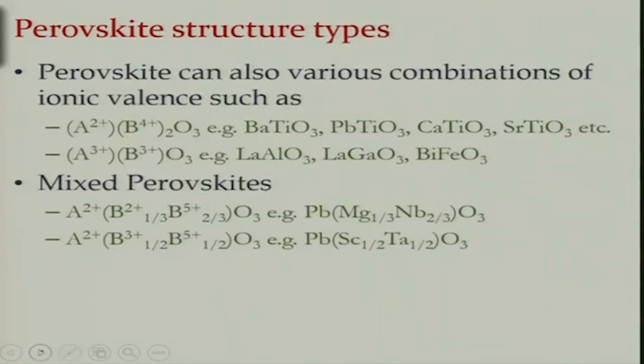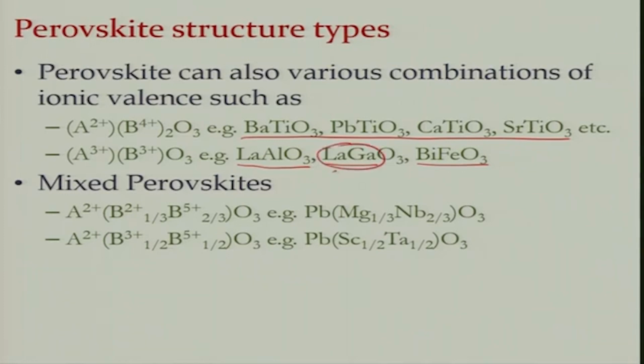And these perovskites are not only ABO3 kind of perovskites, they can also be a mixture of cations of different types. So, not only do you have BaTiO3, PbTiO3, etc., you can also have an A3+B3+ kind of combination. In this case you can have lanthanum aluminate, lanthanum gallate, bismuth ferrite. Here you can see the valence of the cations is 2 plus and 4 plus, and in the second case you have 3 plus and 3 plus.